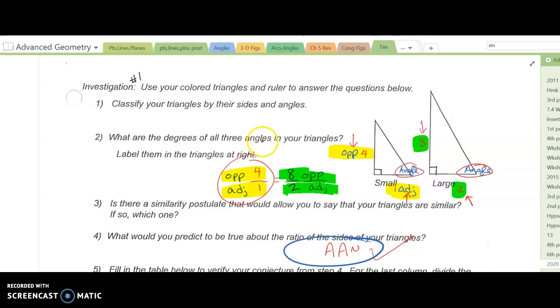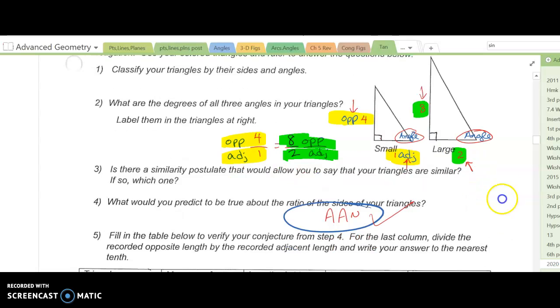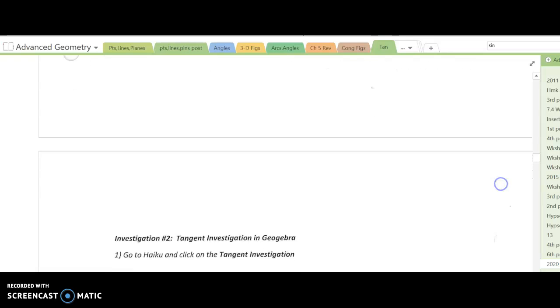But what we know on similar triangles such as these, is that the opposite to adjacent, 4 to 1 on the yellow ones, will be the same as opposite to adjacent, 8 to 2 on the bigger triangle, because these triangles are similar, because they're proportional.